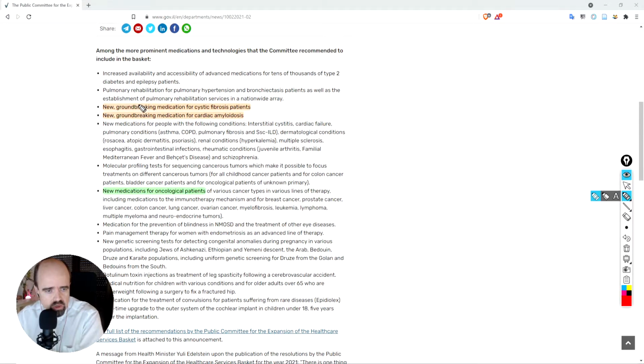For example, new groundbreaking medication for cystic fibrosis was included. New groundbreaking medication for cardiac amyloidosis was included. New medications for oncology patients were included across breast cancer, prostate cancer, colon cancer, amongst quite a few others. New genetic screening tests across several groups in Israel were also included.